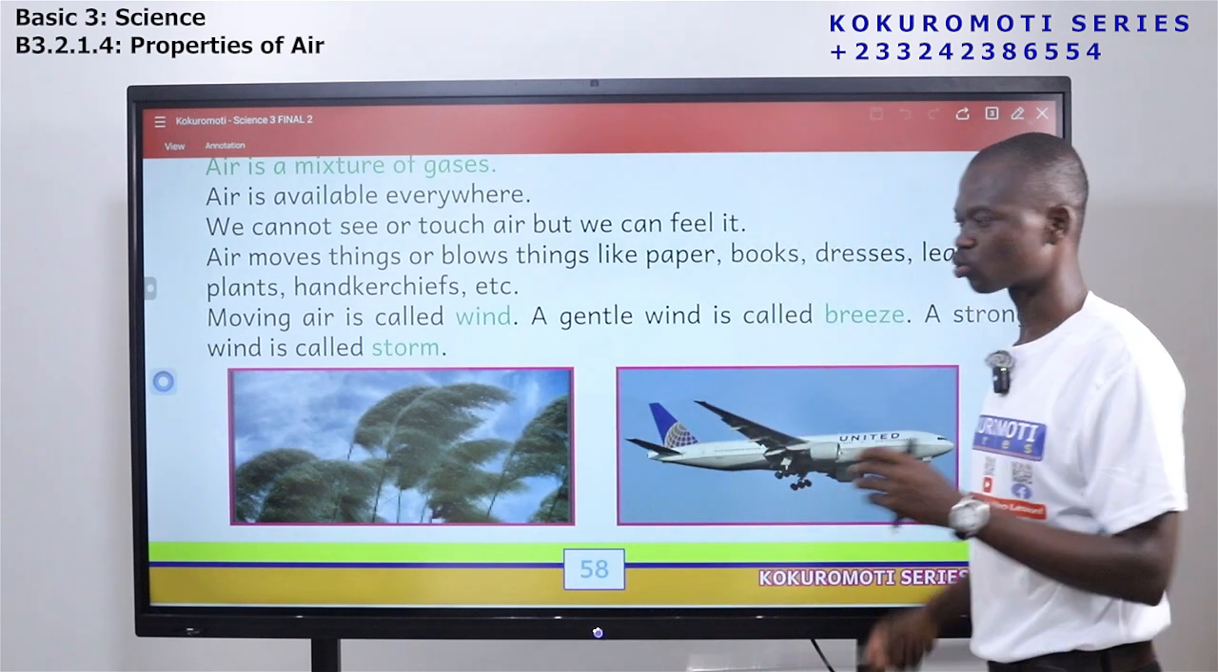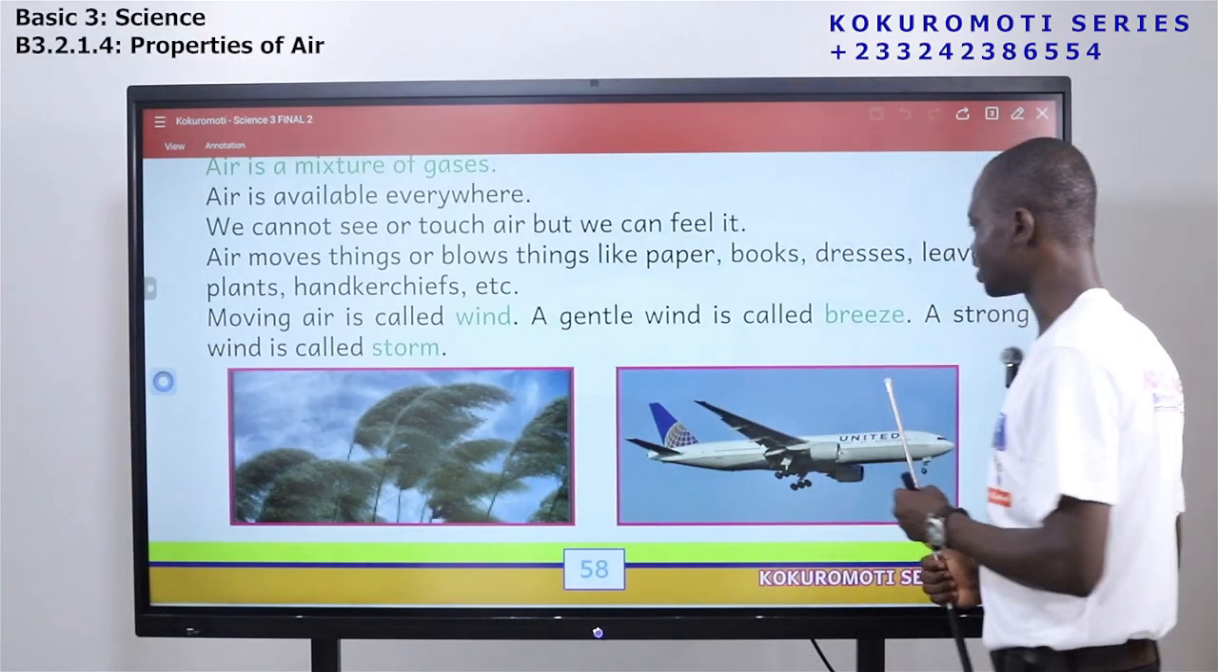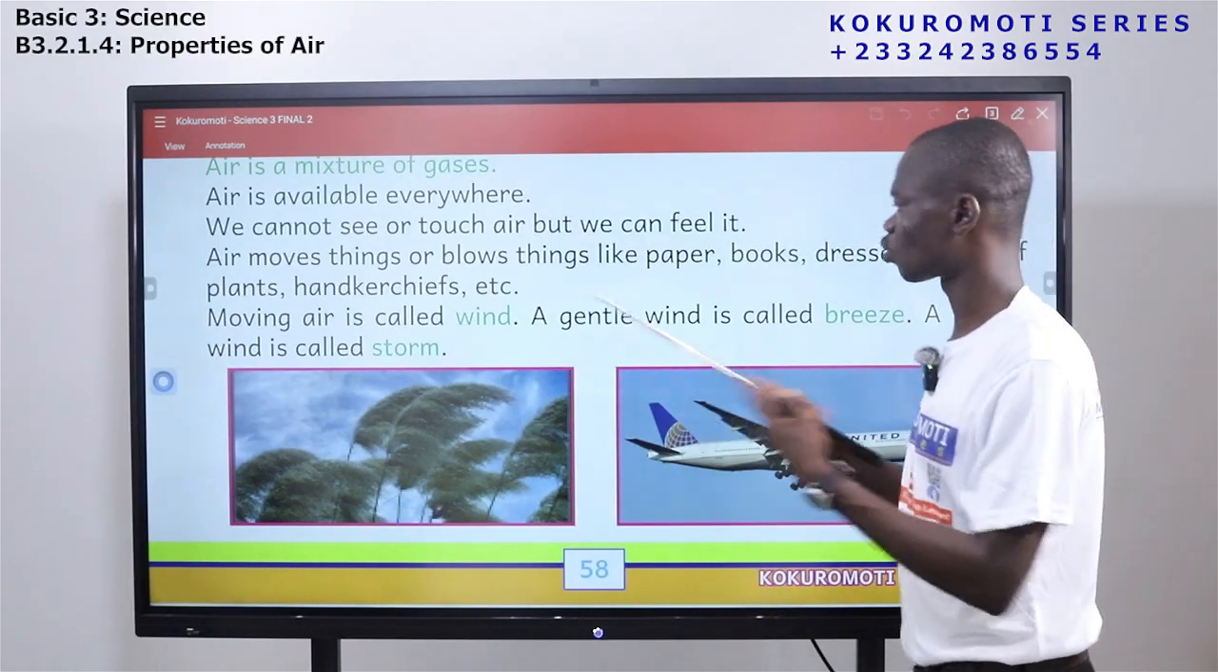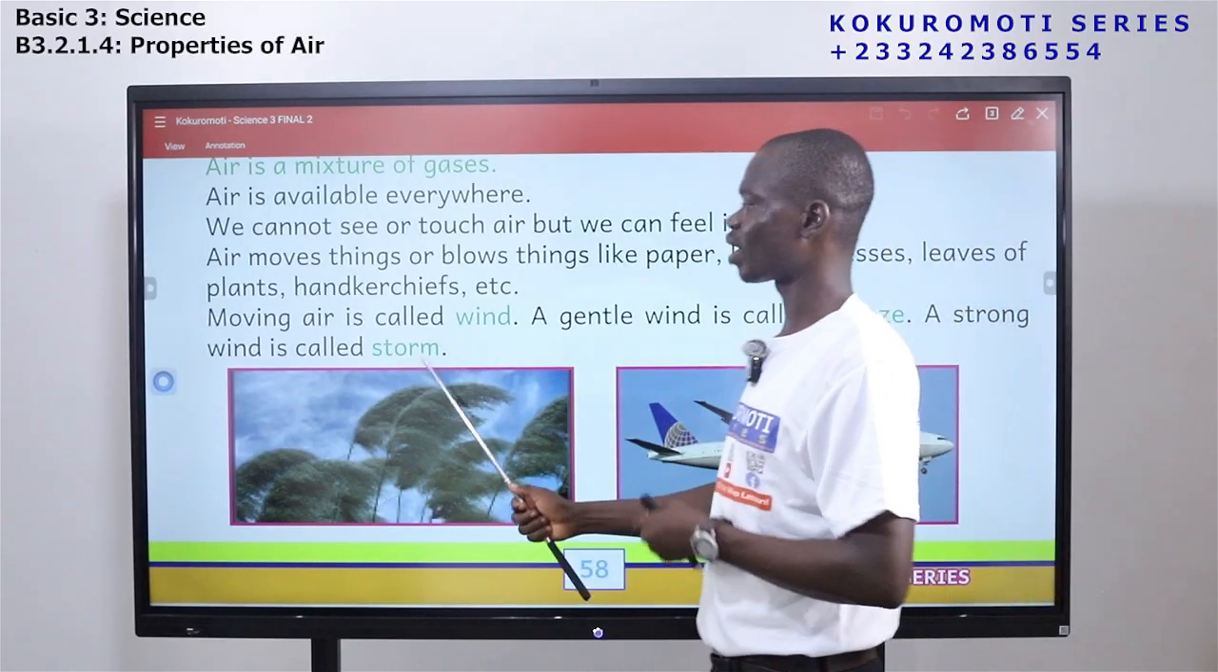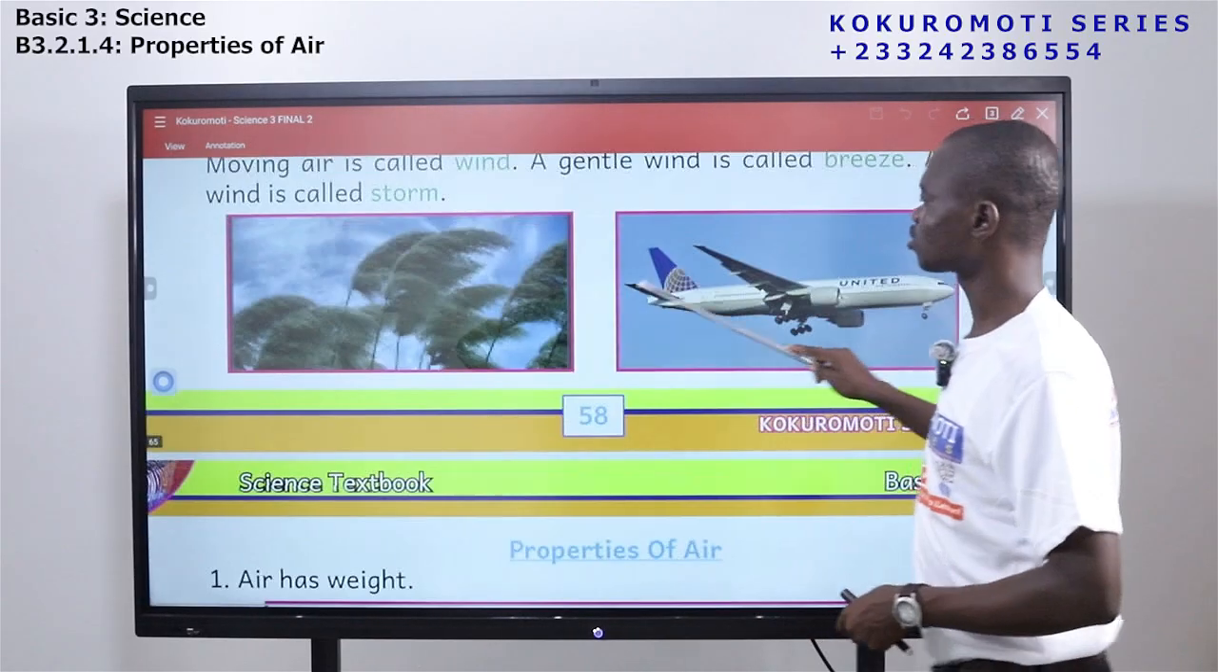So this is what you should know. We have wind, which is moving air. We have breeze, which is a gentle moving wind. And we have a strong moving wind, which is called storm. Okay, now let's look at these pictures.